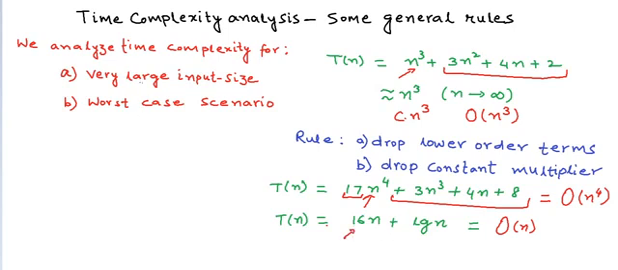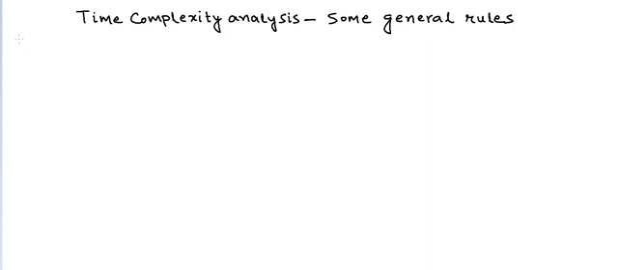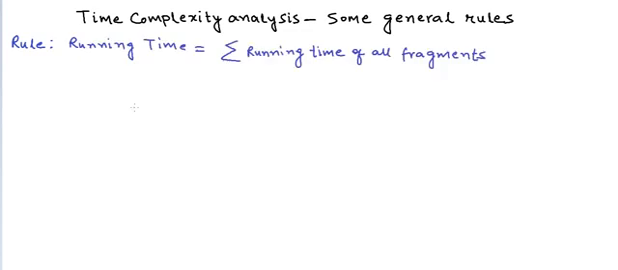Now let us see some other rules. And the rule is that we can calculate the running time of an algorithm by summing up the running time of the fragments in the program. And we will discuss this using some examples shortly. What we will basically teach you is, by looking at a code, you should first look at the running time for different fragments and then calculate the overall running time.